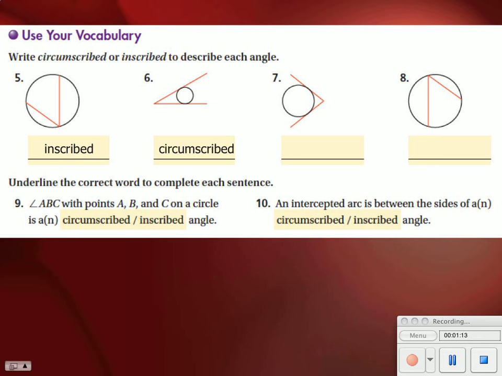Angle ABC, with points A, B, C on a circle, is an inscribed angle. An intercepted arc is between the sides of an inscribed angle. So the arc that's created here in this problem would be the intercepted arc, the arc between the sides of the inscribed angle.